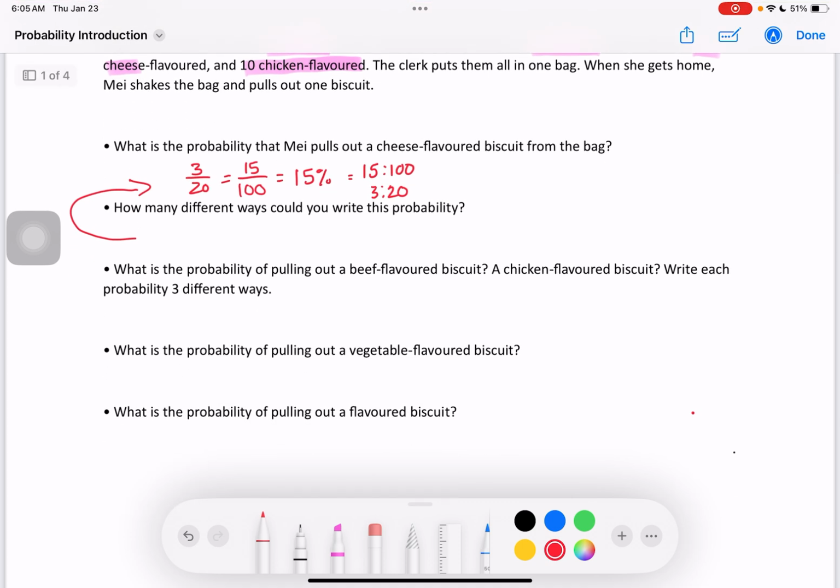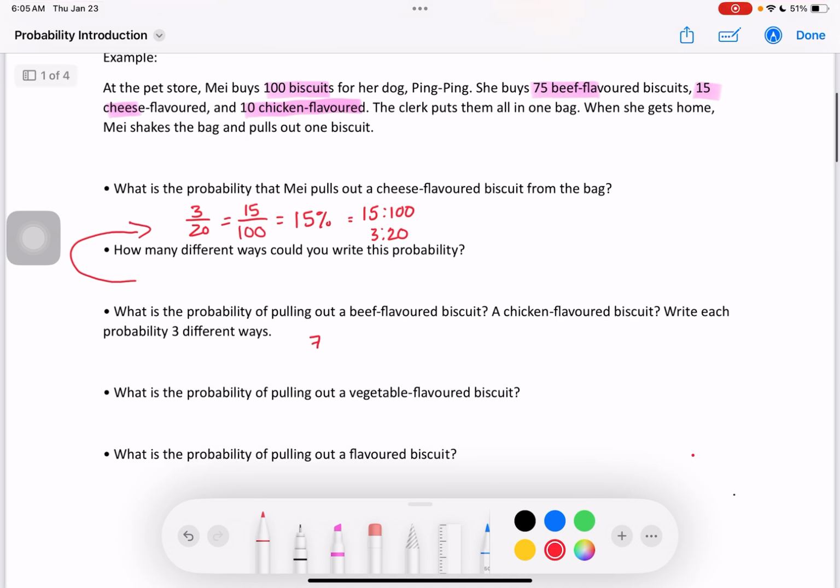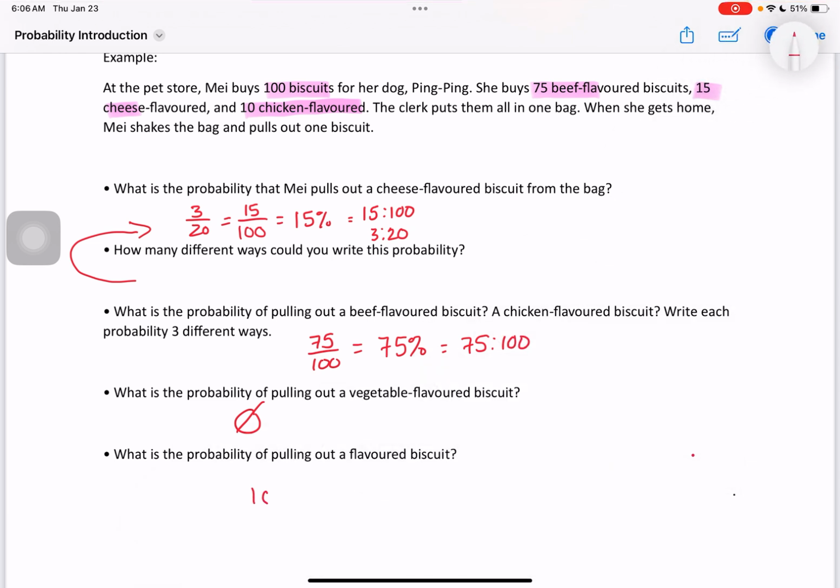Then it wants to know, what is the probability of pulling out a beef-flavored biscuit? Okay, so beef, there was 75, so that would be 75 over 100 would be 75%, 75 to 100, etc. We could reduce the ratio in the fraction. What is the probability of pulling out a vegetable-flavored biscuit? Well, there are no vegetable-flavored biscuits, so it is just 0. What is the probability of pulling out a flavored biscuit? Okay, well, they're all flavored, and there's 100 of them, so it would be 100 over 100, which equals 1, which equals 100%.